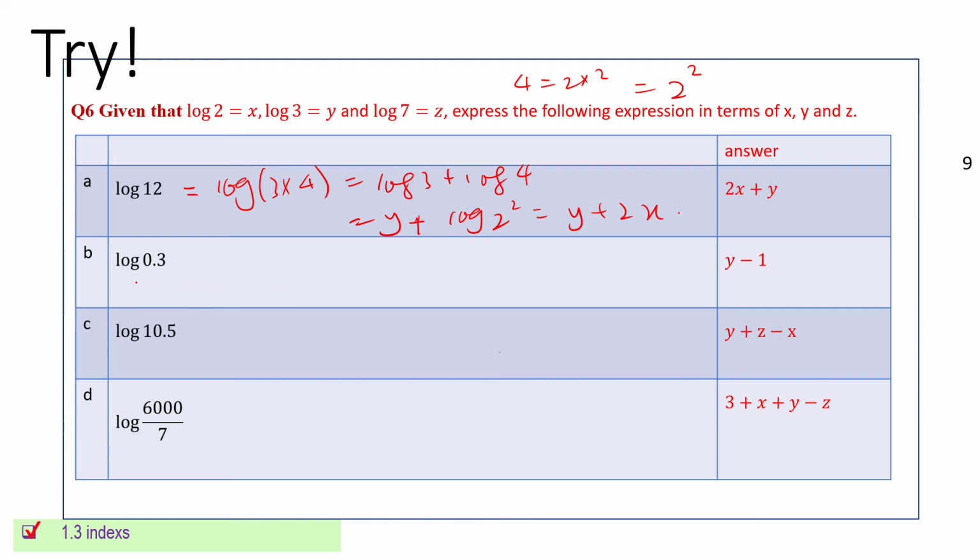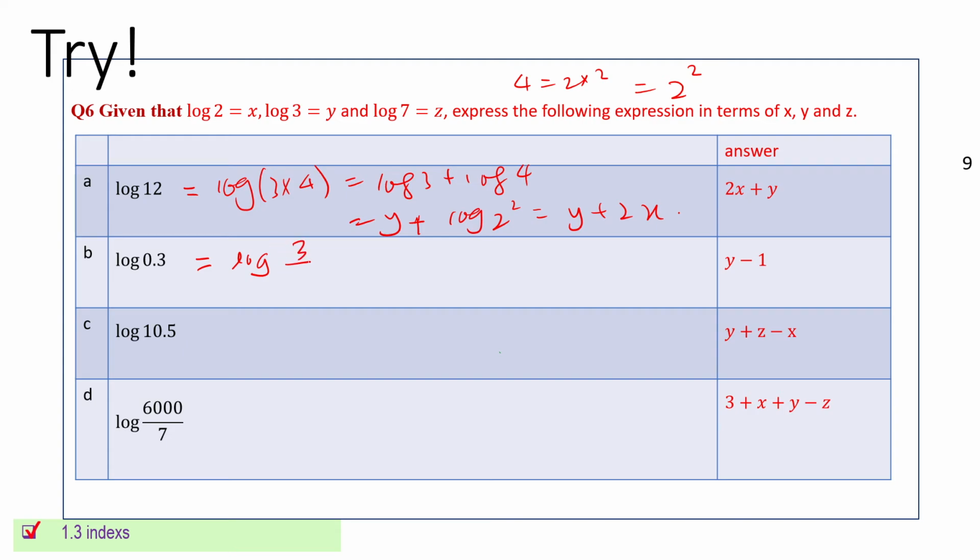Okay. And how about log 0.3? So log 0.3, I have log. Okay, so 0.3 can be, okay, what are we going to do?